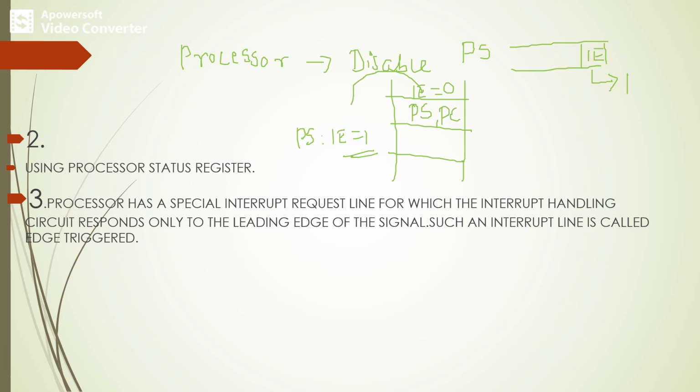So the last approach, that is the third approach, is one in which the processor has a special interrupt request line for which the interrupt handling circuit responds only to the leading edge of the signal. Such an interrupt line is called edge triggered. In this case, the processor responds only to the edge and not to the level of the interrupt request signal. Thus, there will not be multiple interruptions because of a single request, and hence no need to explicitly disable interrupt requests from this line.